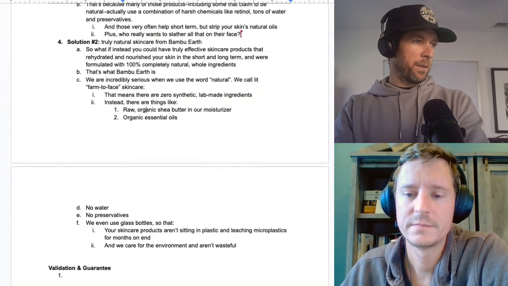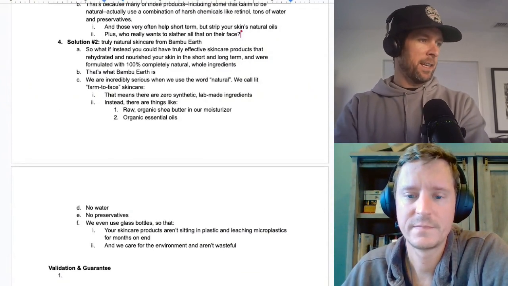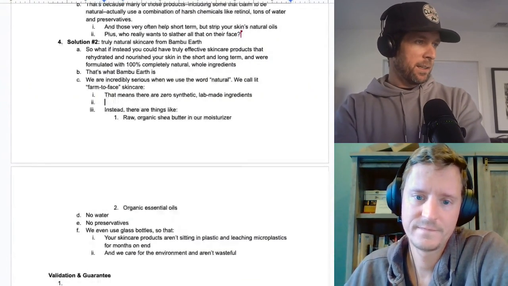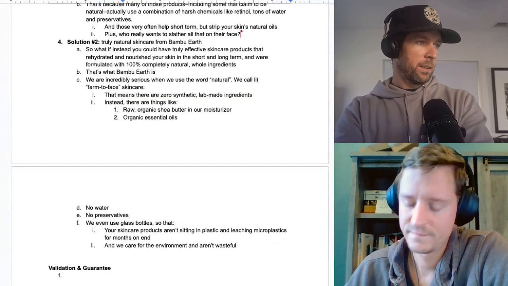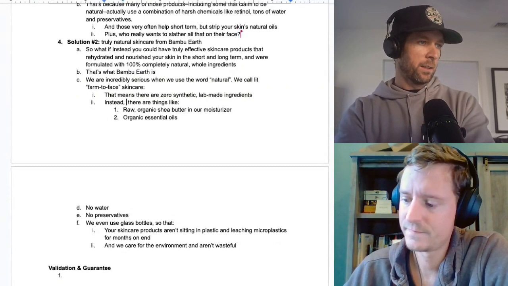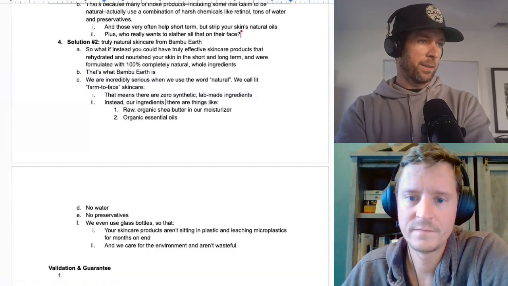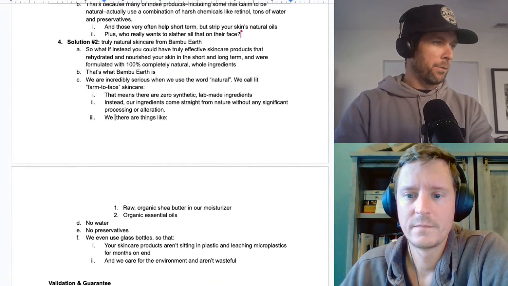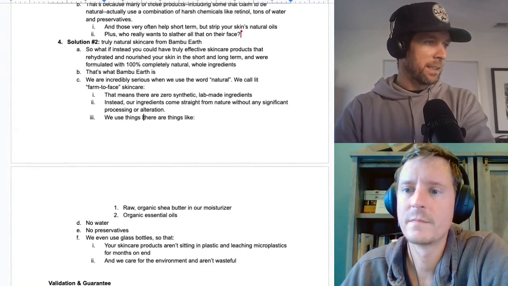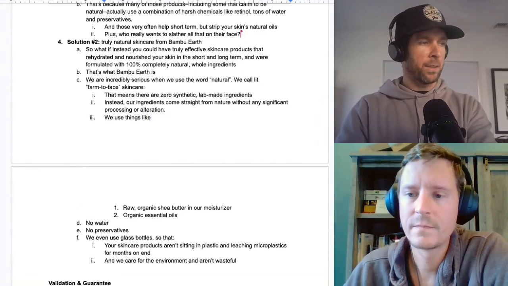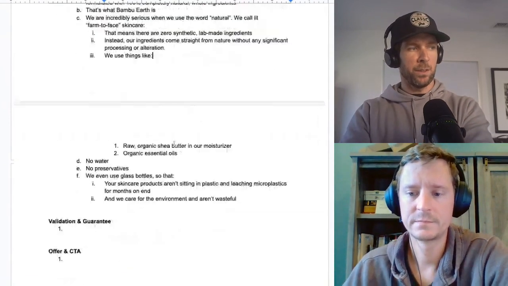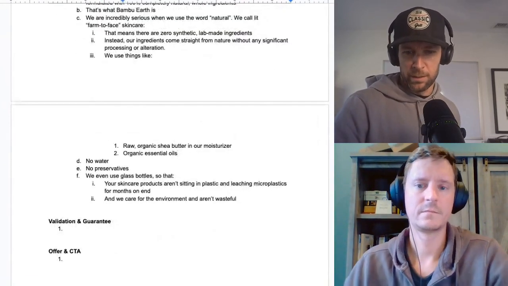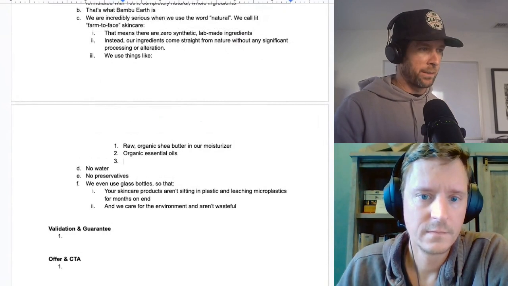Okay, great. Farm to face skincare. That means there's zero synthetics. Instead, our ingredients come straight from nature without any significant processing or alteration. Plus, we use things like, you might need a different word than things, raw organic shea butter in our moisturizer, organic essential oils. What else should we say? What other ingredients are crucial here?